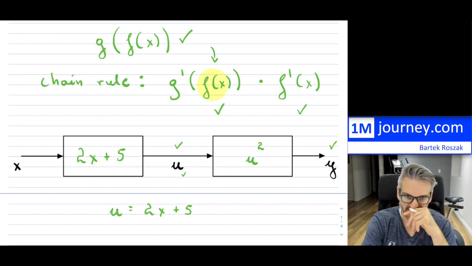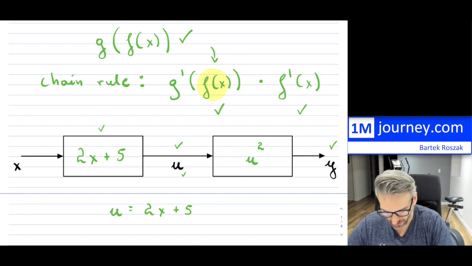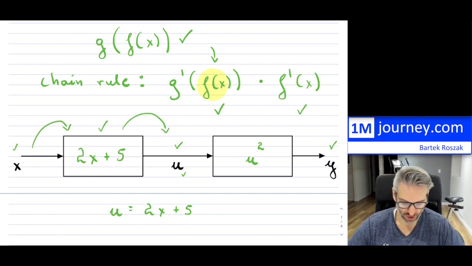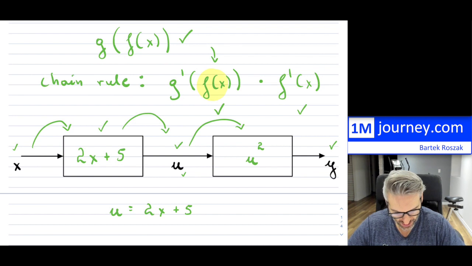Now, why is this a composition? Well, it is a composition because we have an input which is fed into a function, which provides us an output. I call this output u in this case. And then that output is now fed into another function, in this case just being squared, and then we have an overall output.